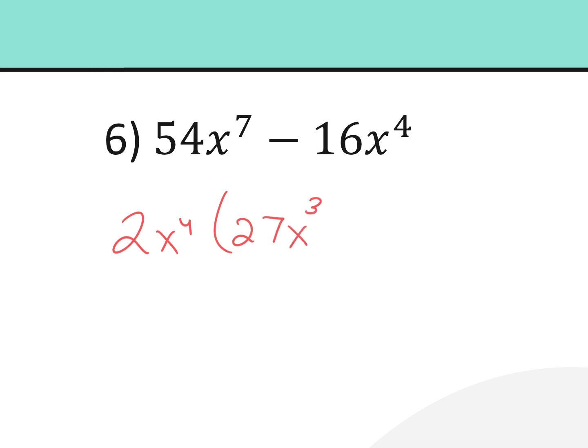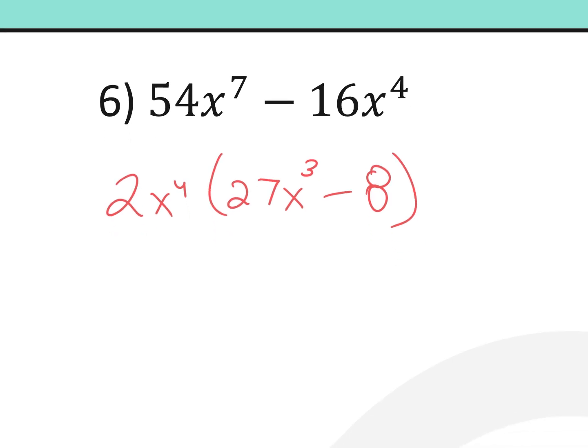X to the 3rd. Minus, what's 16 divided by 2? 8. Just 8. Okay. Is that the difference of perfect squares? No, but it does look like something, doesn't it? Difference of what? Cubes. What times what is going to give me 27? So my A term is 3x.